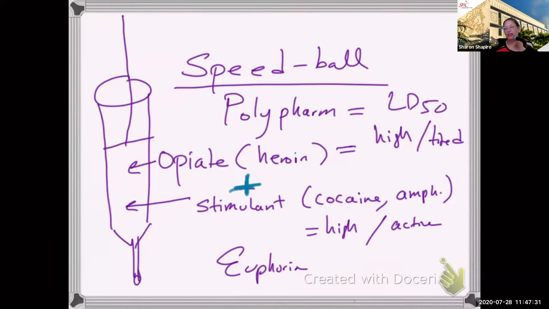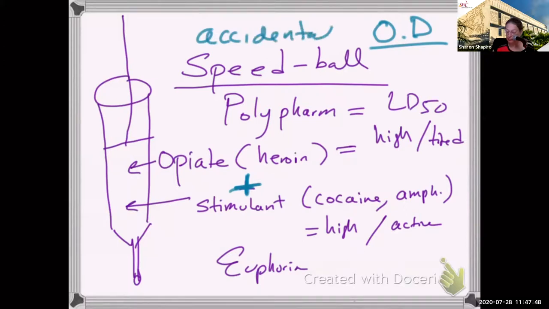So you see a lot of these overdoses, and usually again, accidental overdoses. They're not usually trying to commit suicide. They can commit suicide by overdosing, but a lot of the times we think of these things as accidental. They were only trying to get high.